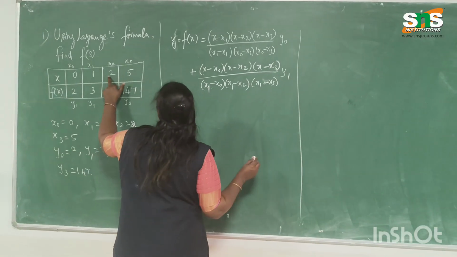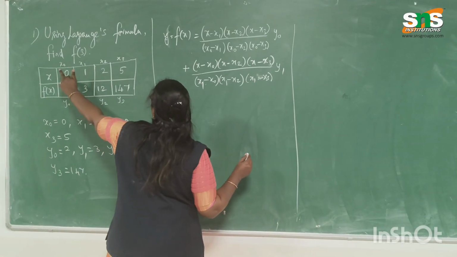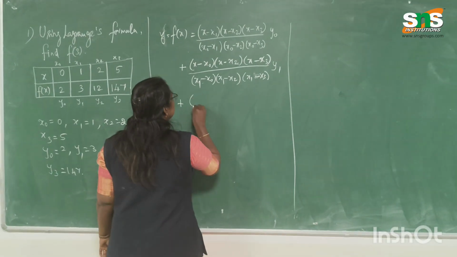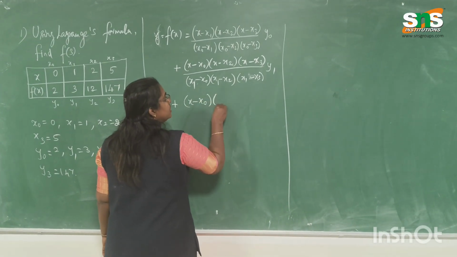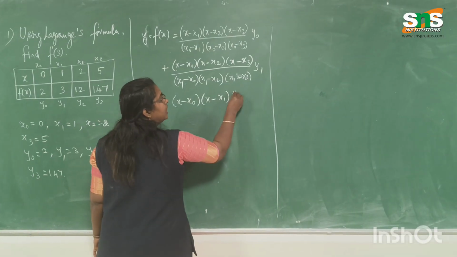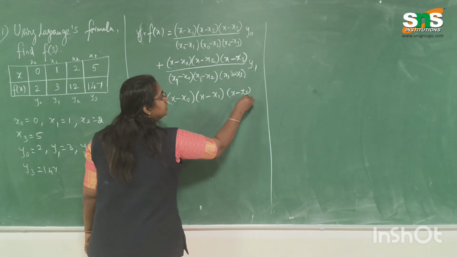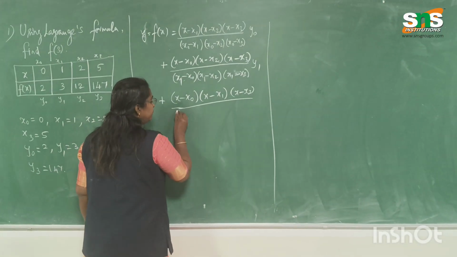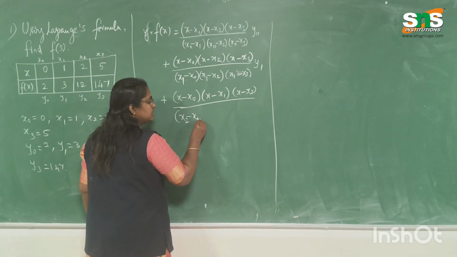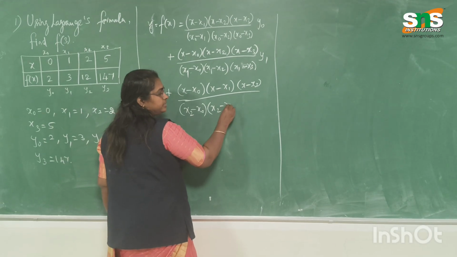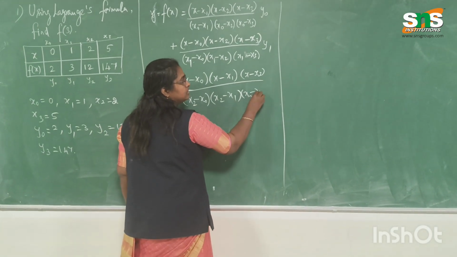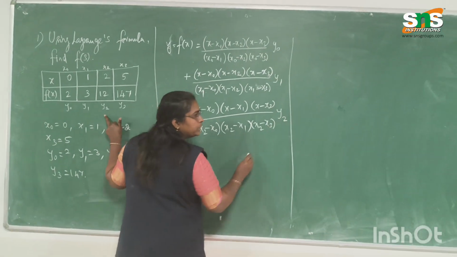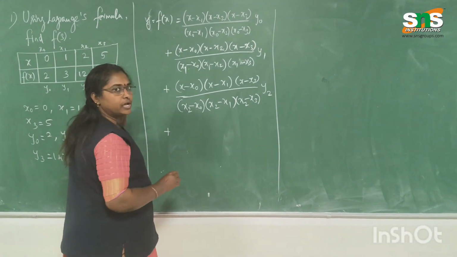Next the third value is x2. Omit this x2, and the remaining 3 values are x0, x1 and x3. Write (x minus x0)(x minus x1)(x minus x3), divided by (x2 minus x0)(x2 minus x1)(x2 minus x3). The corresponding value is y2, so multiply by y2, plus. Based on this we are writing the formula.